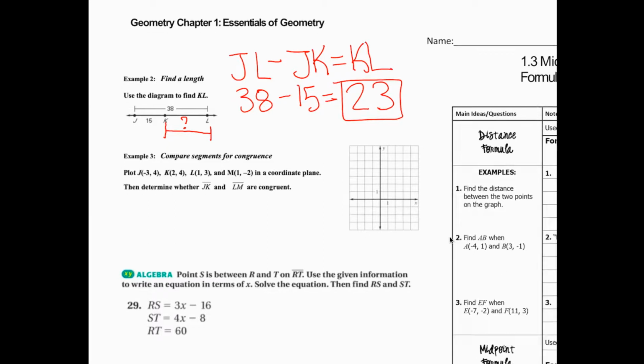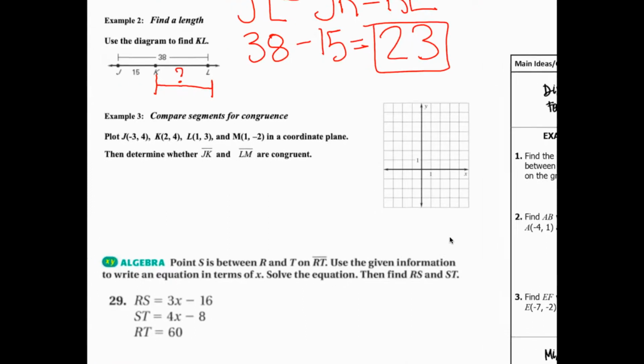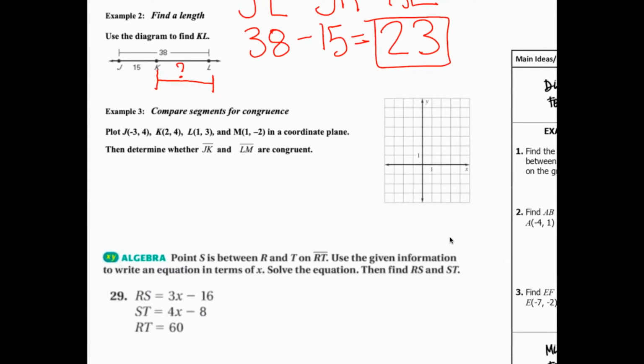Example 3, we're going to actually go in the coordinate plane. So it says plot these points, so I'm going to go ahead and do that. So J is -3, 4. So 1, 2, 3, 1, 2, 3, 4. K is 2, 4. Okay, and I should label them. L is 1, 3. Oops. We'll use that dot as L. And then M is 1, -2.